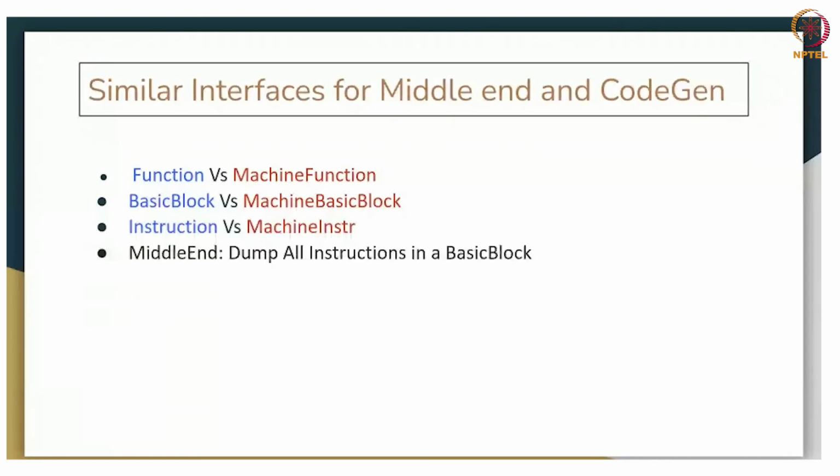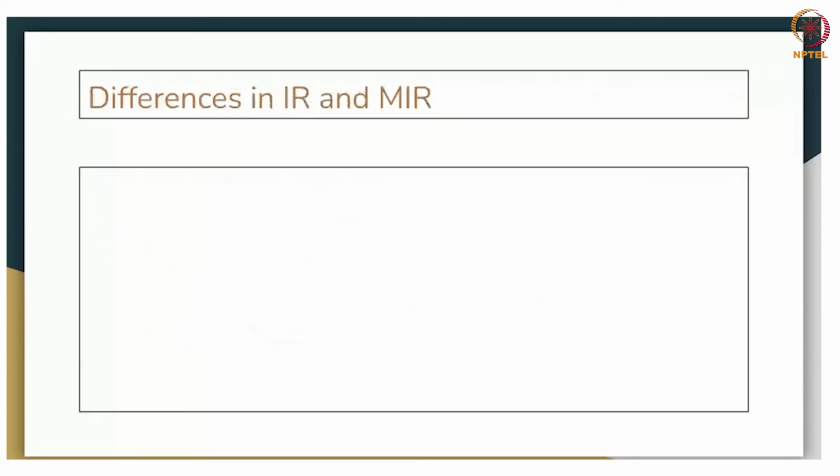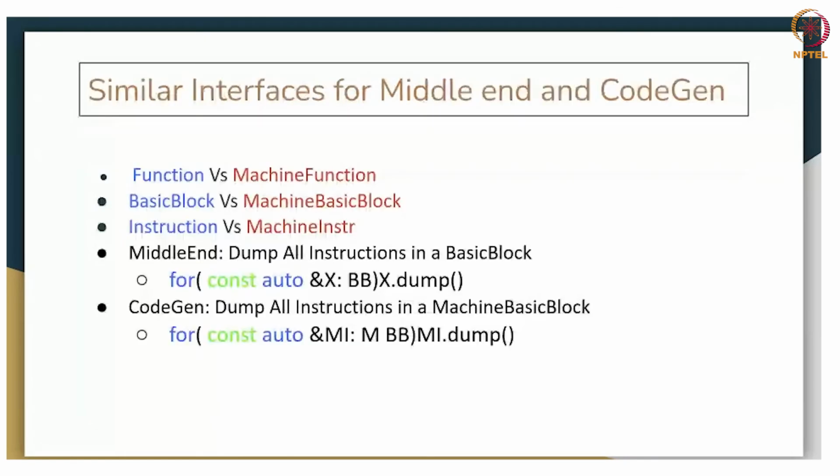To dump all instructions in a basic block, something like this can be done, where BB is a basic block, then you iterate over each instruction and dump them. Or to dump all instructions in a machine basic block, you can do something like this also. Sorry, there's a typo, there's a space here that should not be there. MBB is a variable, then MI.dump. So there are some similarities there, right?